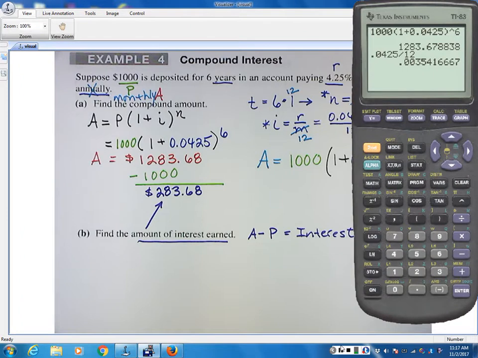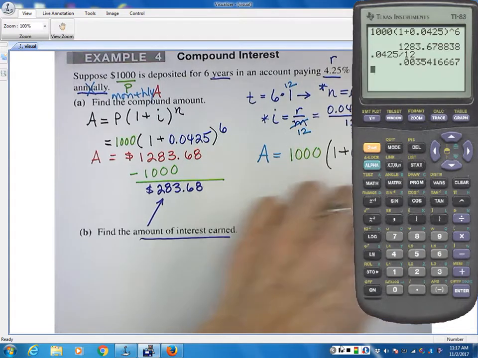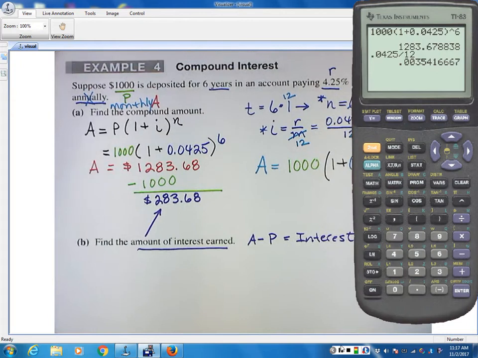What are you doing by dividing? Put a parenthesis, 1 plus 0.0425 divided by 12. Actually, you don't have to have these parentheses. It will work, but get in the habit of putting them in anyway, because there will be cases where it won't work if you don't use parentheses around your fractions.